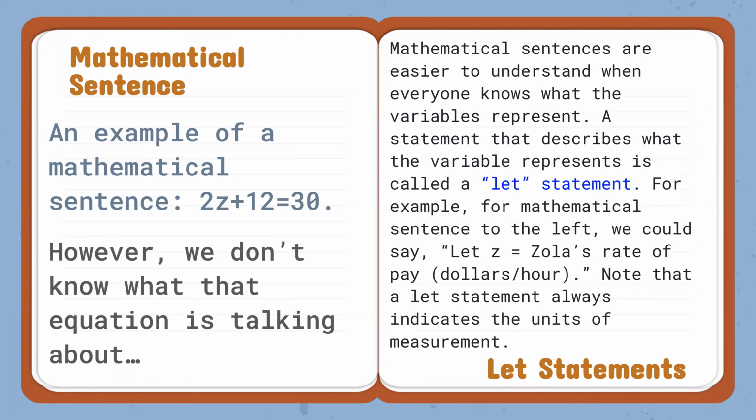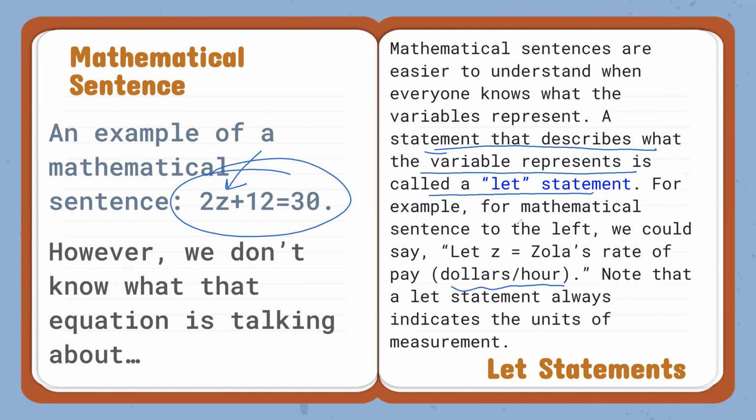A statement that describes what the variable represents is called a let statement. And I'm going to underline that because that's pretty important. So for example, for this mathematical sentence, we could say let Z equals Zola's rate of pay in dollars per hour. Note that a let statement always indicates the units of measure. So it's in dollars per hour.